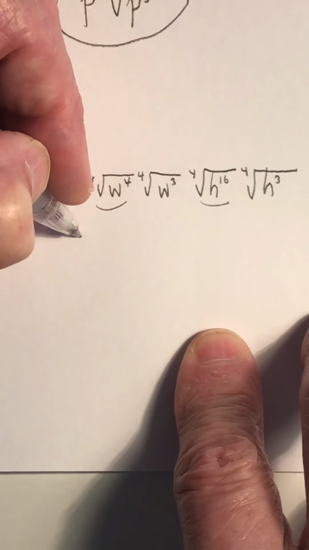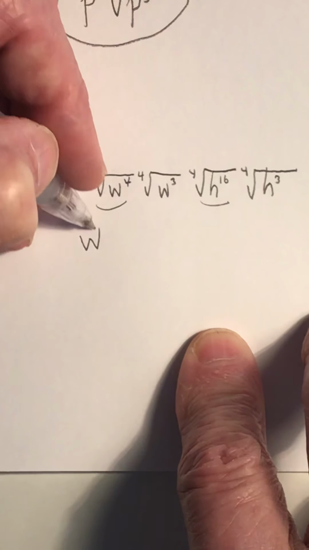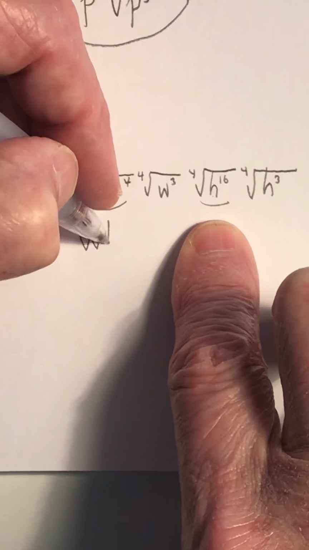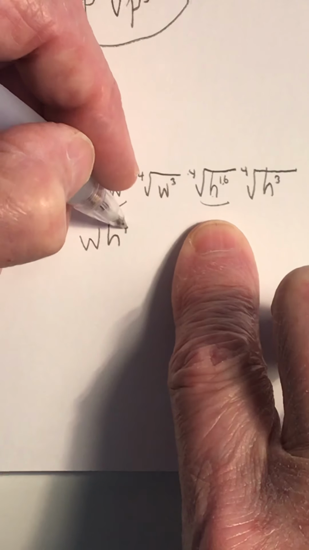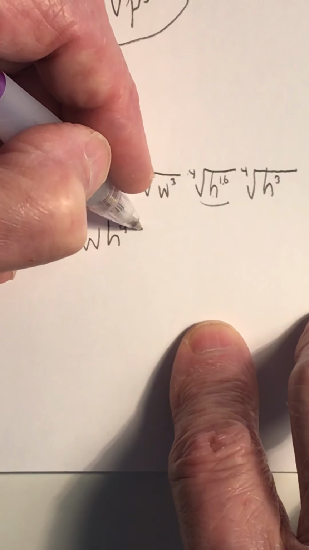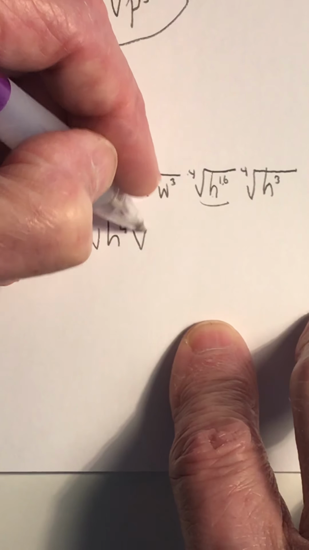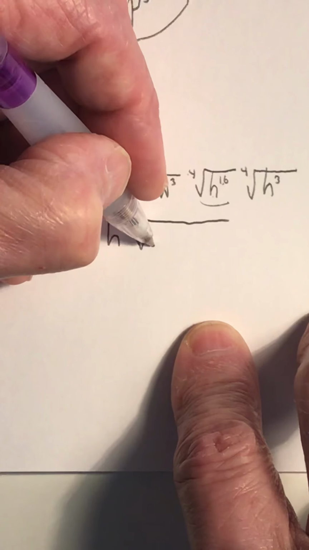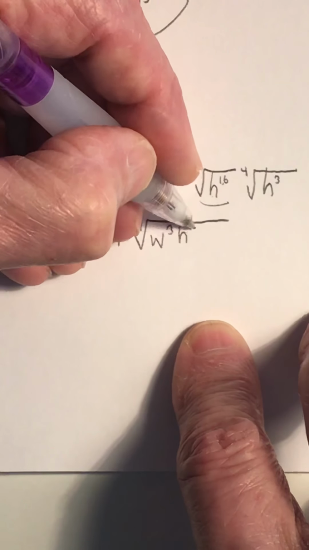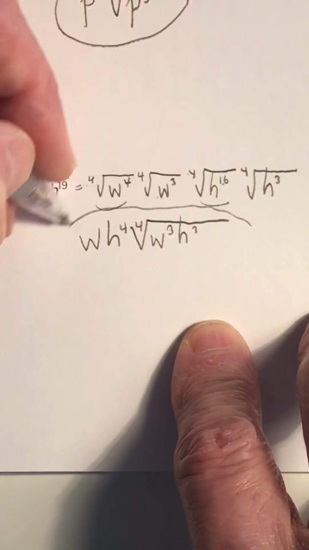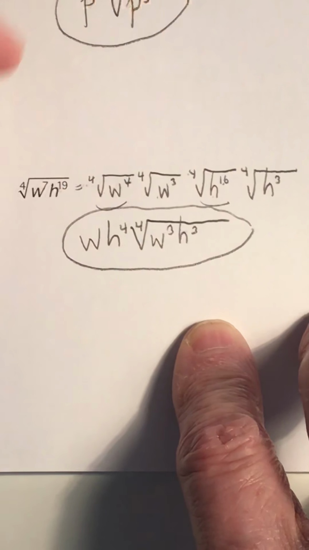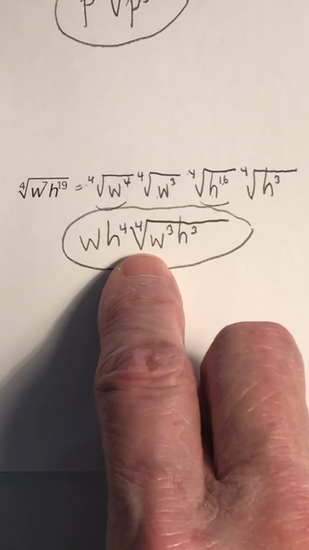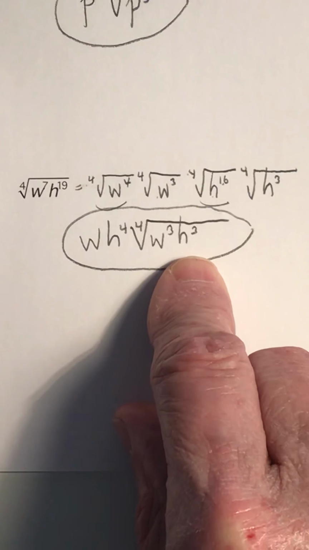So this becomes w to the 4 divided by 4 is 1. So just a plain old w. H to the 16 divided by 4 is 4. And then what's still under this 4th root radical? W to the 3rd, h to the 3rd. So there's my finished answer. W, h to the fourth, fourth root, w to the third, h to the third.